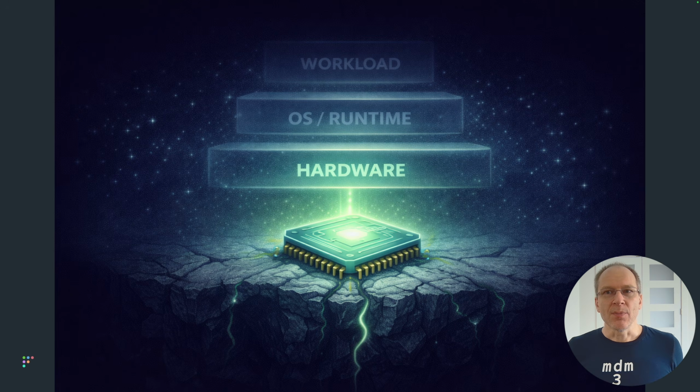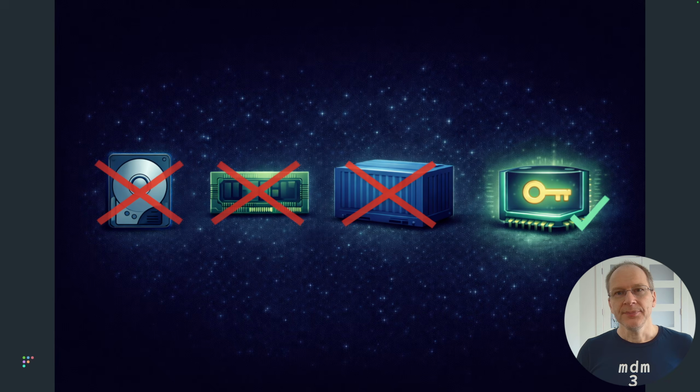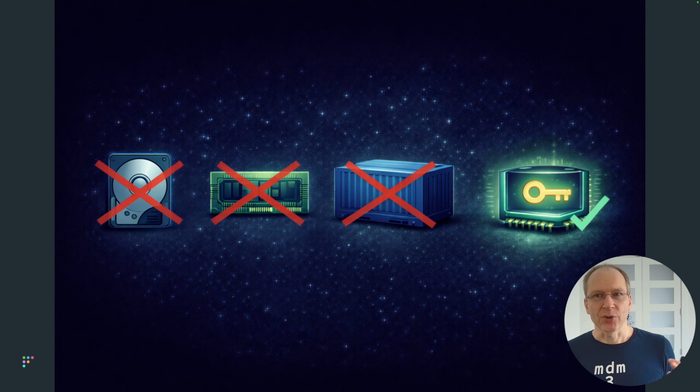This is where some important vocabulary comes in, and we're going to be using these words very precisely for the rest of the talk. First, root of trust. A root of trust is the thing the entire system ultimately relies on. It's the part you assume is correct when everything else might be compromised. In hardware-backed identity, the root of trust is the hardware itself, not the operating system, not the container runtime, not the workload, the silicon.